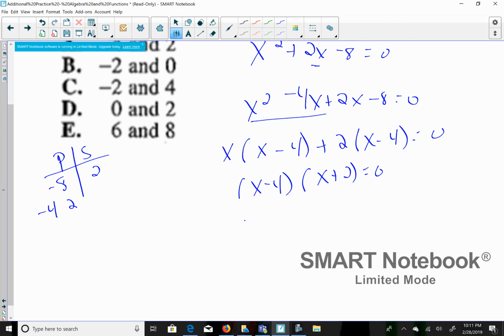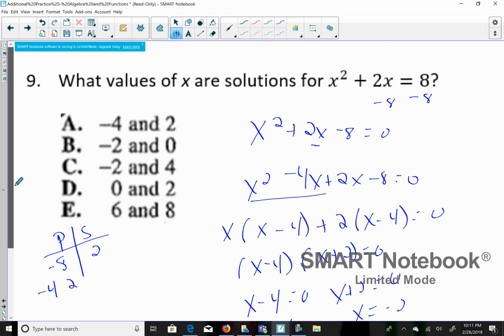Set them both equal to 0, and I'm going to have x is equal to 4, and x is equal to negative 2. So I want 4 and negative 2, which is going to be choice C.